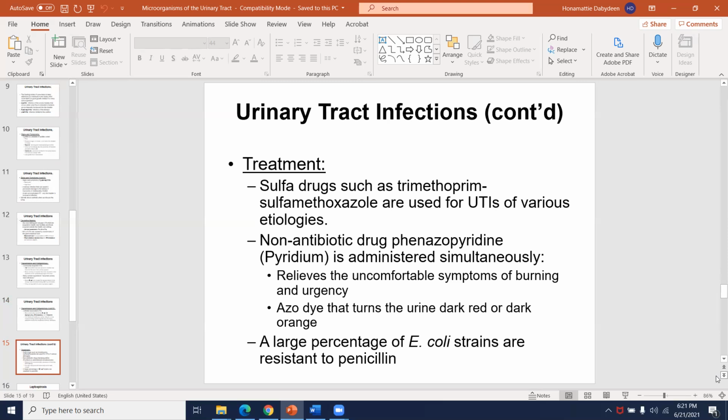Sulfur drugs like trimethoprim-sulfamethoxazole, you probably know something we call Bactrim. Very good for urinary tract infections because you need something that will kind of delay in the, remember the urinary tract fluid, the urine is constantly dripping into the bladder.